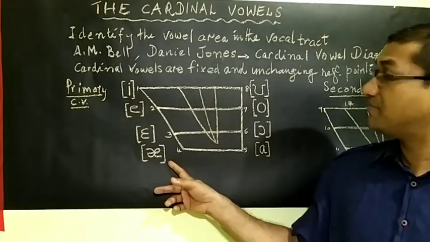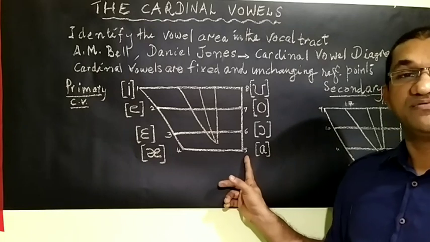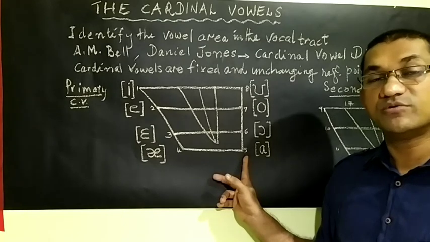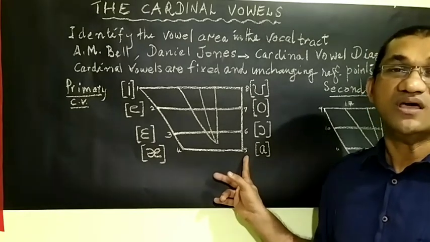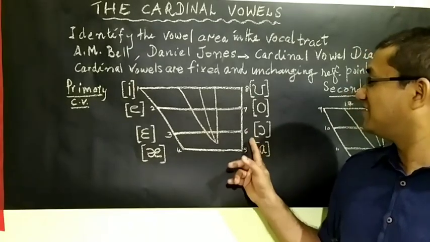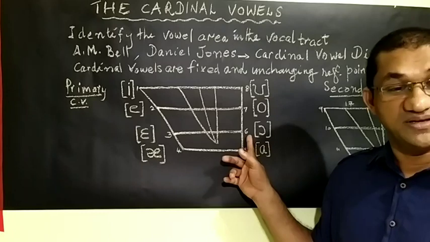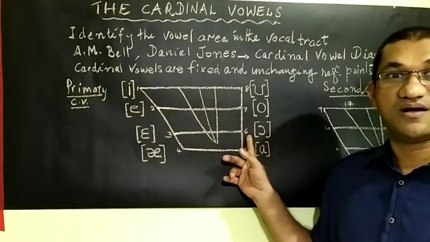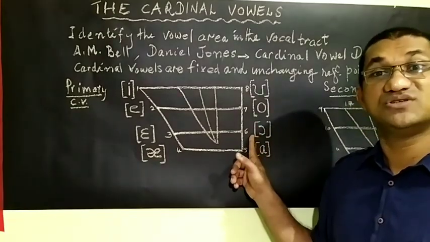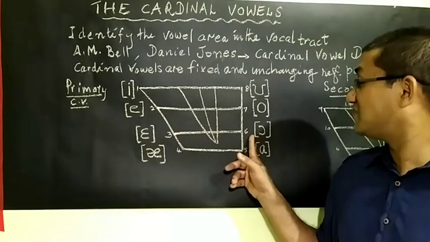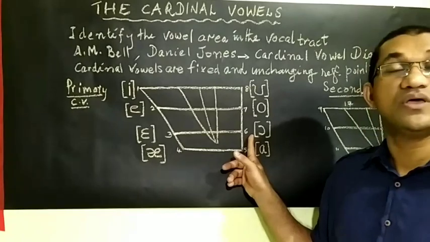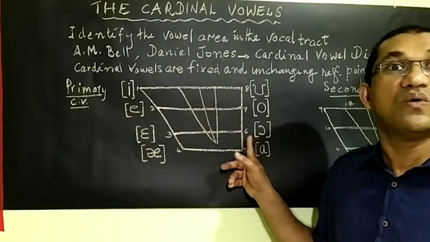Now we look at the fifth cardinal vowel. It is uttered with the back of the tongue, open position, unrounded. Now we look at the sixth cardinal vowel. It is articulated with the back of the tongue, half open position, but rounded. That is what is important: it is rounded lips.